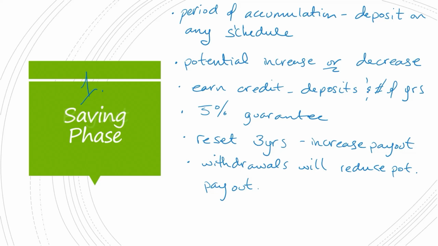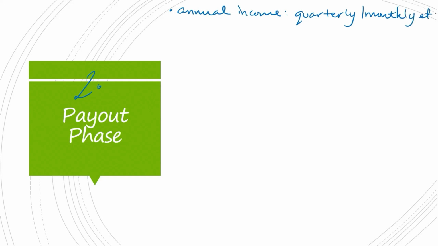Next, we're going to chat about the payout phase. Now, in the payout phase, your client receives an annual income. And this annual income doesn't have to be received annually. It can be received monthly, quarterly, semi-annually. It's up to the client, but it is based on that annual amount. That's how the calculation is made. And this is where that 5% that we talked about earlier comes into play. So they get 5% annually, based on whatever their minimum guarantee is.